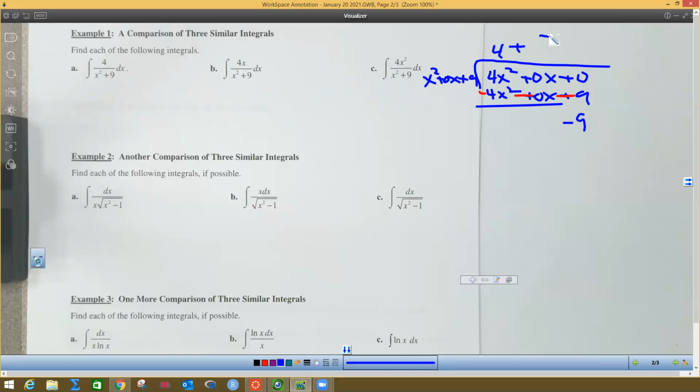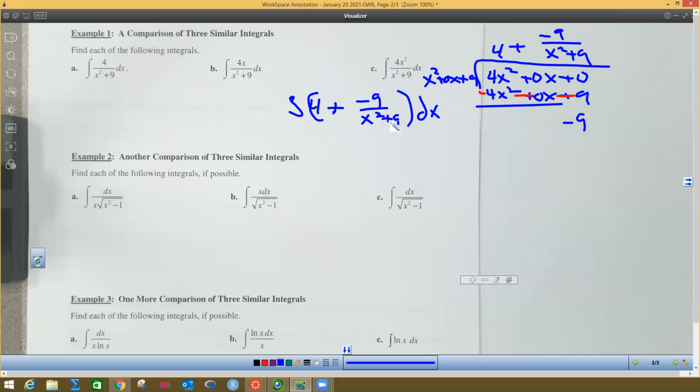So this would be plus -9 all over x squared plus 9. So we would rewrite this integral as the integral of 4 plus -9 over x squared plus 9 dx. So now we're going to break this up and do individual integrals all by themselves.